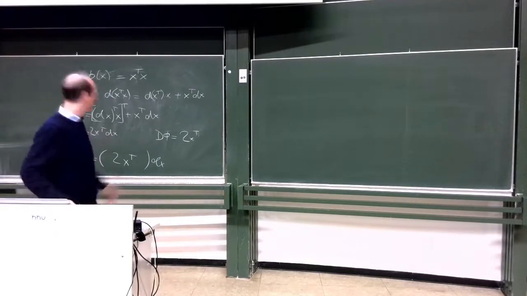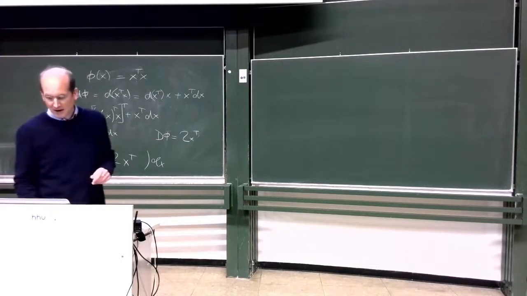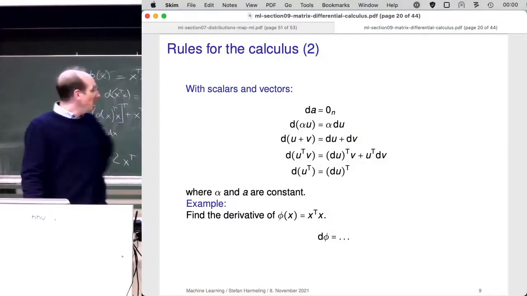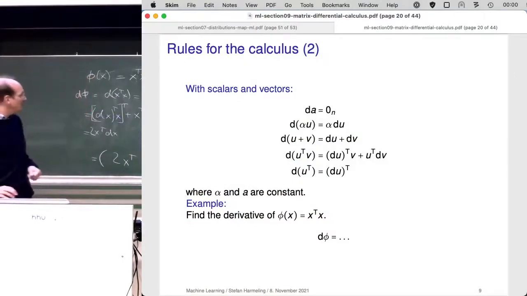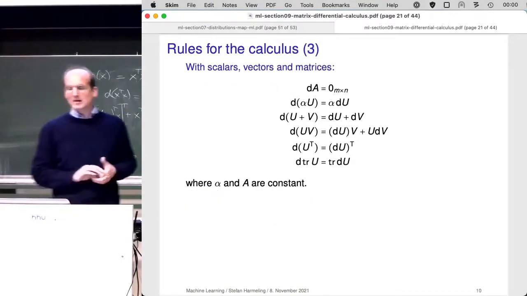Safety to be right, to use the correct one. So there's one correct choice and one wrong choice. Okay, good. So that is the derivation for a vector valued function. I think this is prettier, so this is easier. Let's go on with matrices.